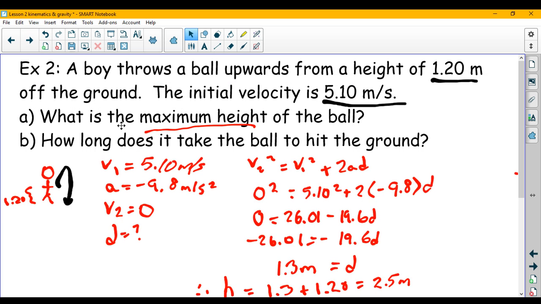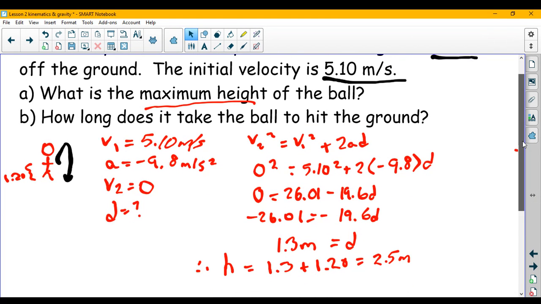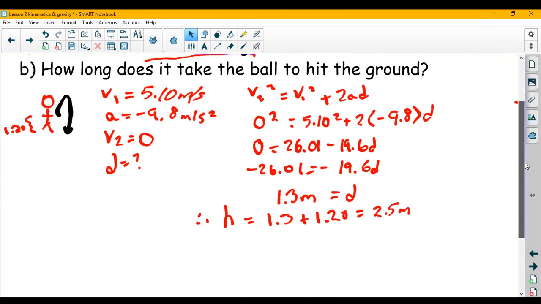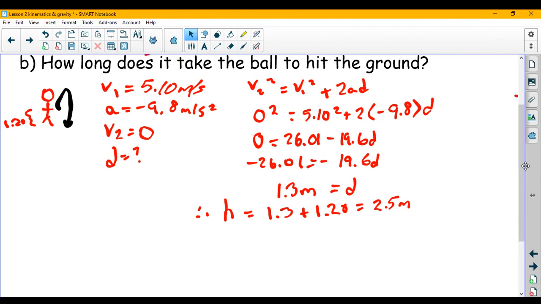Okay, so we're going to do the second part of this question. In the second part, I want to know how long it takes the ball to hit the ground. Now, there's a lot of ways of doing this. There's a shortcut, fast way, but I'm going to do it the way that most people can picture it when first starting out. And that is by finding the time up and then the time down and adding them together.